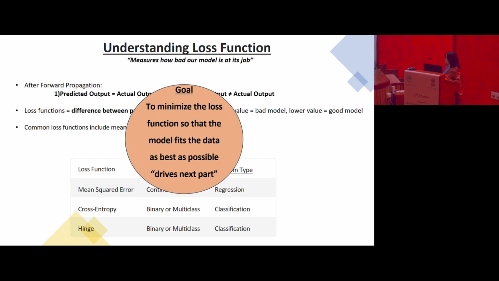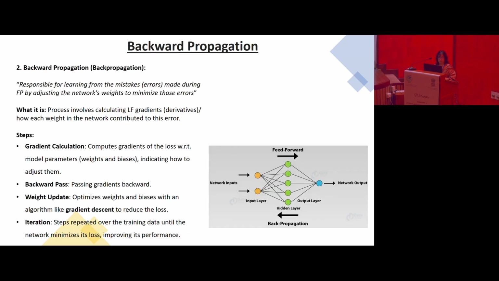And this minimization of the loss function drives the next part of the perceptron, that is backward propagation. Backward propagation is responsible for learning from the mistakes, the errors made during forward propagation, by adjusting the network's weights to minimize the errors. This process involves calculating loss function gradients or derivatives. In a way, it calculates how each weight, which was associated with each input feature in the network, contributed to this particular error.